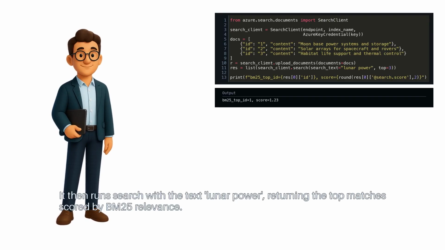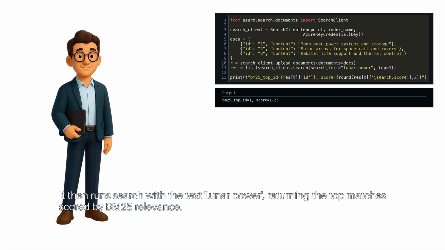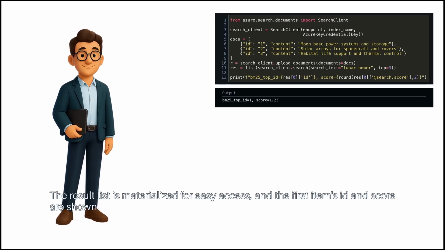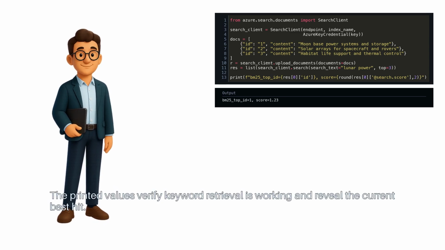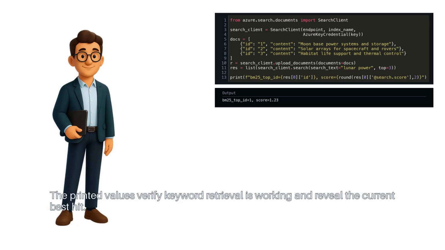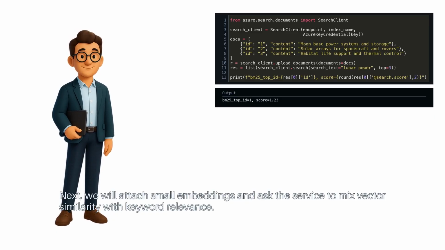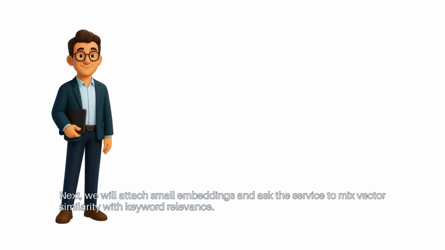It then runs search with the text lunar power, returning the top matches scored by BM25 relevance. The result list is materialized for easy access, and the first item's ID and score are shown. The printed values verify keyword retrieval is working and reveal the current best hit. Next, we will attach small embeddings and ask the service to mix vector similarity with keyword relevance.